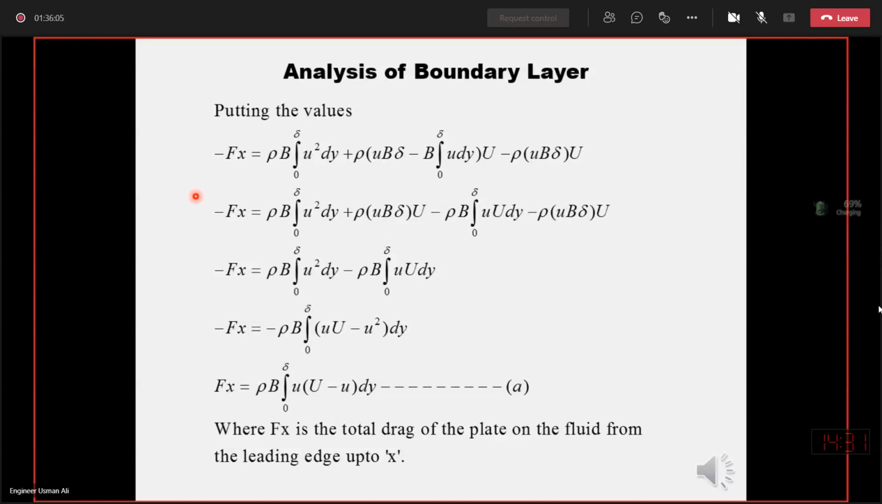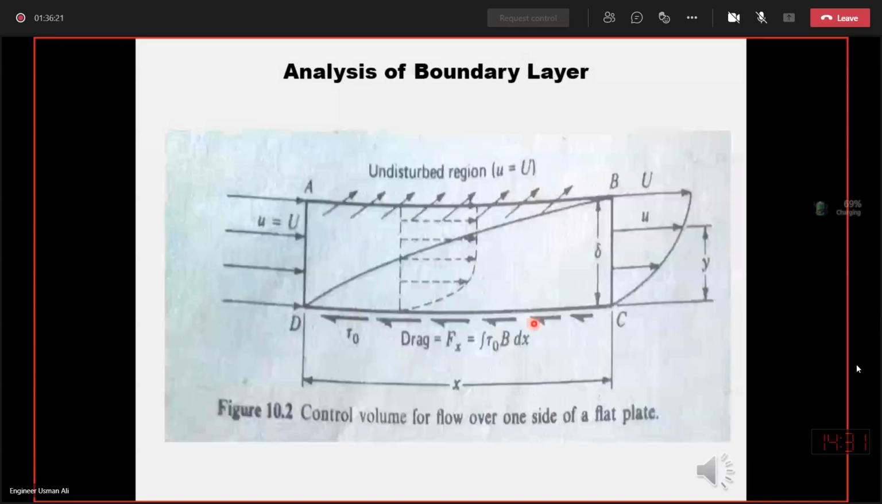So what are the forces acting on the control volume of the fluid? That's why we have put the negative sign with this. There is only one force acting on this control volume of the fluid, which is in the negative x direction, which is the frictional drag.